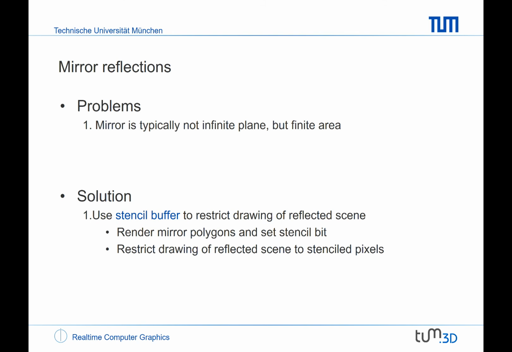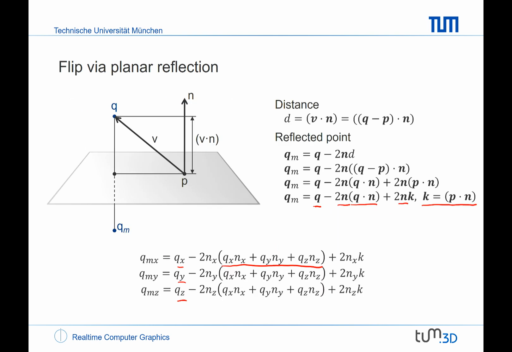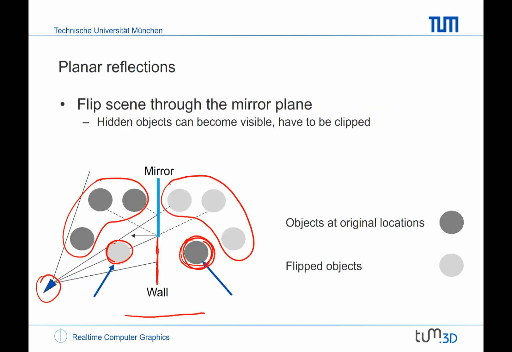So now we have to address the two problems which we have looked at before. The first is that the mirror is typically not an infinite plane, but only has a finite area. If we go back to the illustration where we showed that, if we look at the mirror here, we see that the mirror only makes up a certain part of the entire mirror plane, and some other part is just made of opaque material, so that everything behind is occluded.